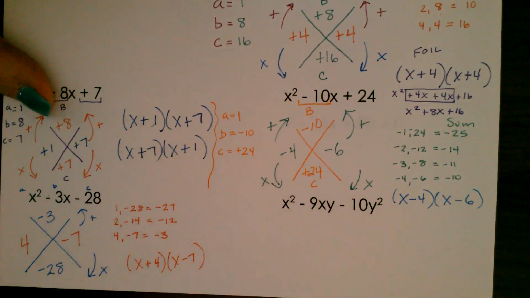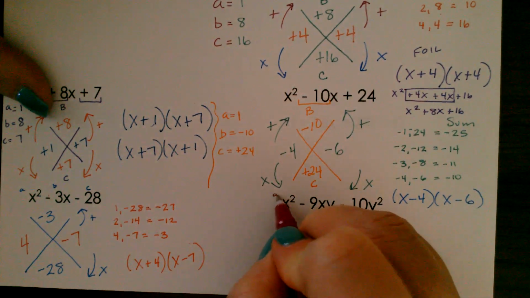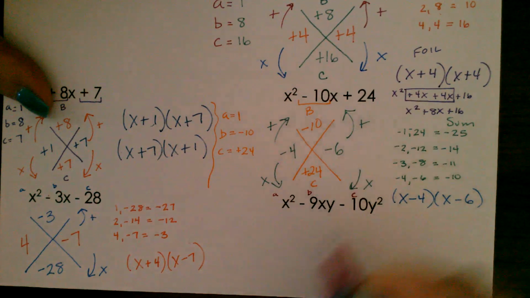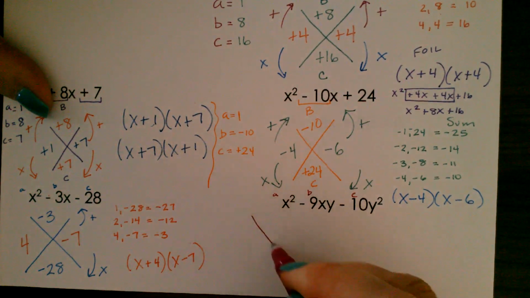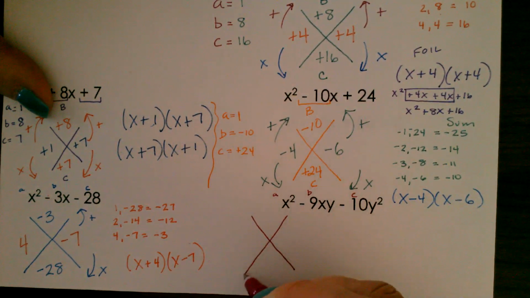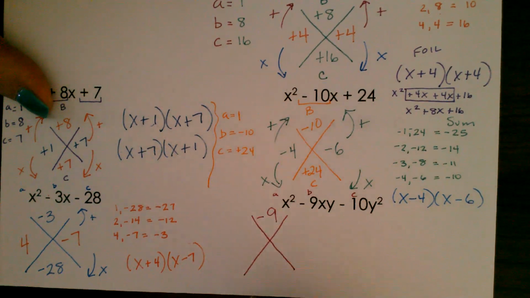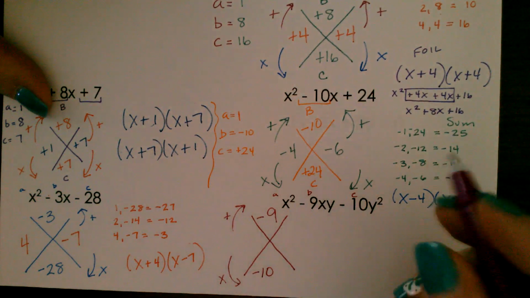On this one, I gave you two variables, but we're not going to get stressed. We'll just solve it like normal. Again, there's my A, my B, and my C. I need two numbers that add to negative 9, but multiply to negative 10. So just like in the last one, to get a product that is negative, I know one needs to be positive and one needs to be negative.